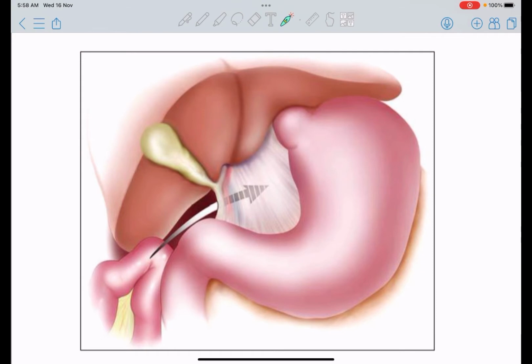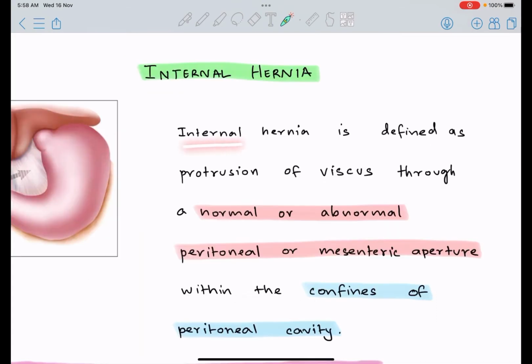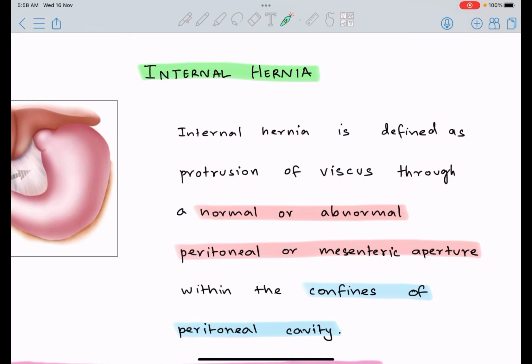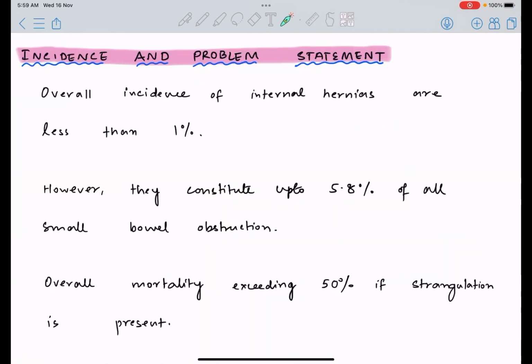So with that in mind, let us look at the definition of internal hernia. Internal hernia is defined as protrusion of viscera through a normal or abnormal peritoneal or mesenteric aperture within the confines of the peritoneal cavity.